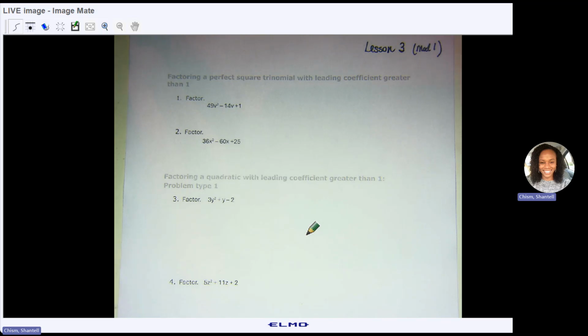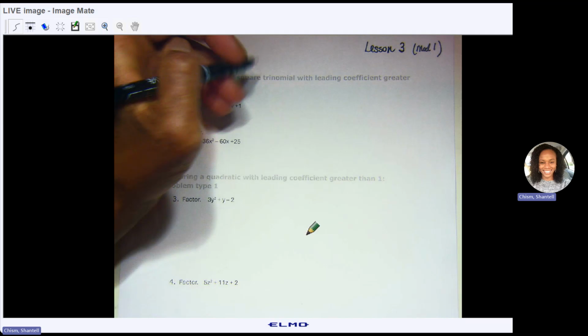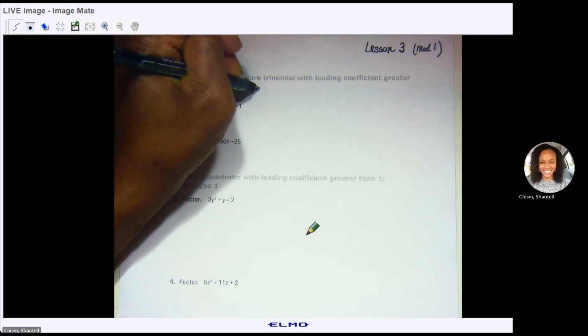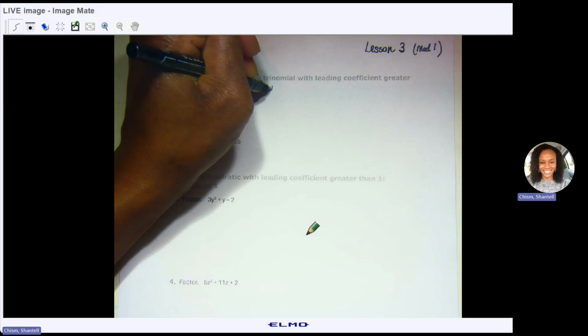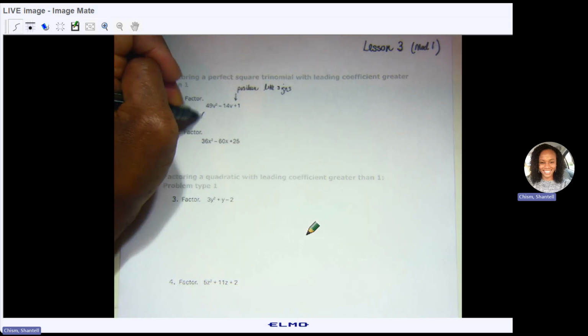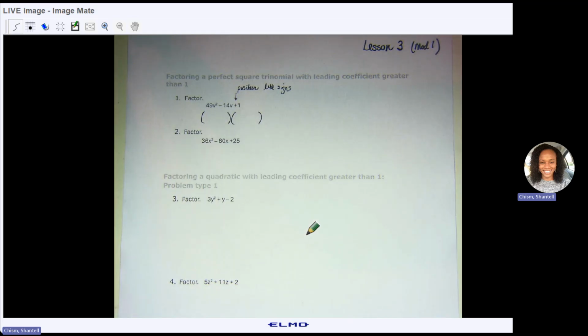One other thing you'll notice is that the constant term is positive, which indicates that we're going to have like signs in our binomial factors. So remember the way we factor it. Of course, you would always look for a GCF, a factor that could come out of all terms, and pull that out first if there was one. There isn't one in this case.